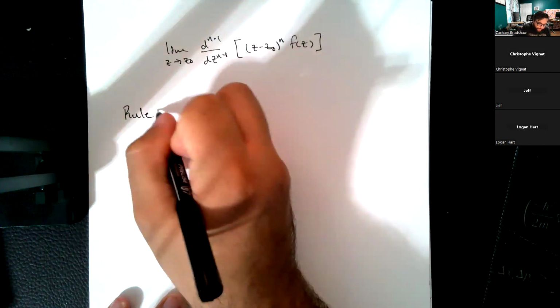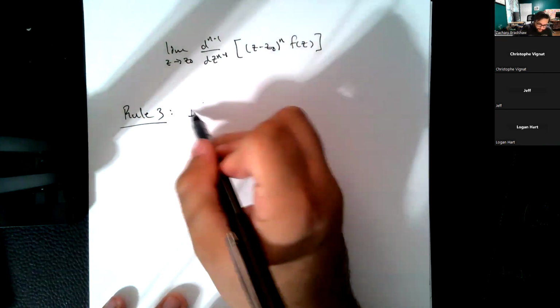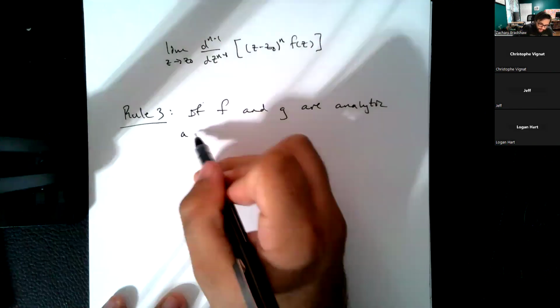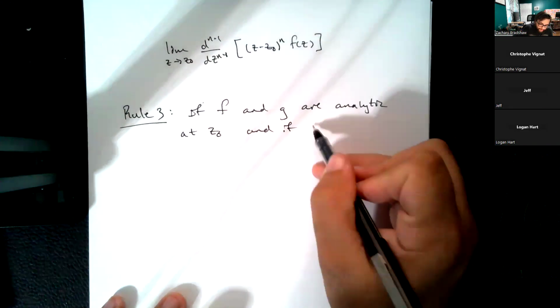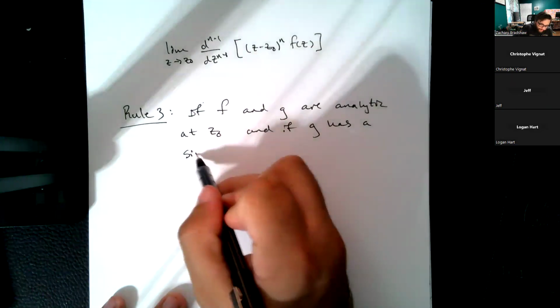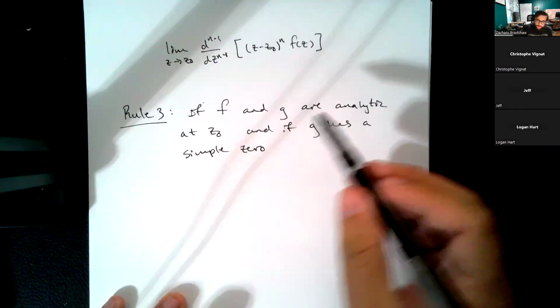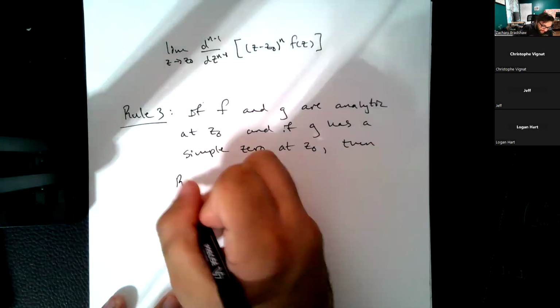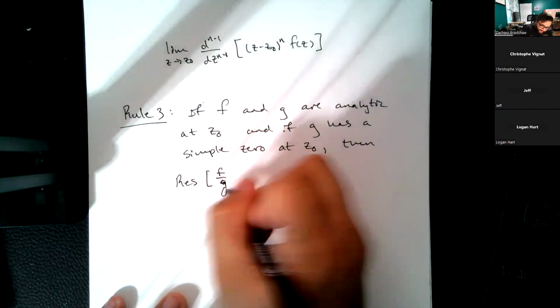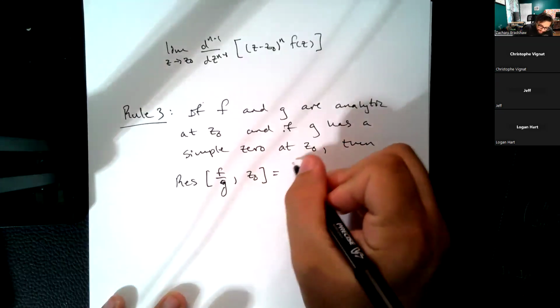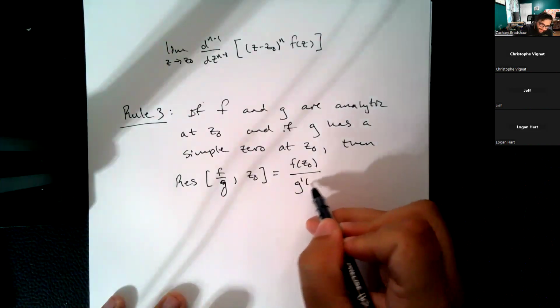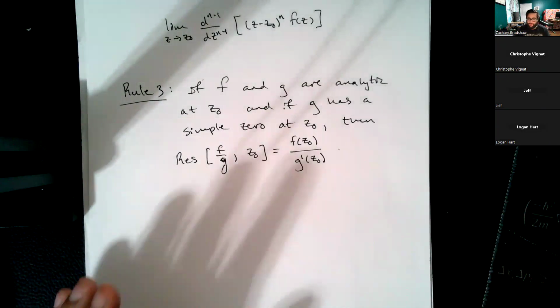Okay, but rule 3: if f and g are analytic at z0, and if g has a simple zero, so that the quotient has a simple pole at z0, then the residue of the quotient f over g at z0 is given very nicely by evaluating the function f at z0 and then evaluating the derivative of g at z0. Okay, so the proof of this is just an application of rule 1.